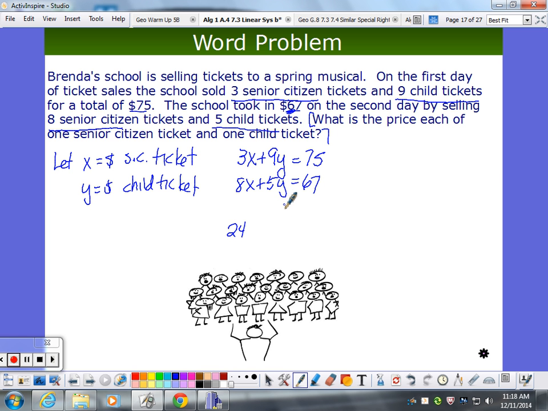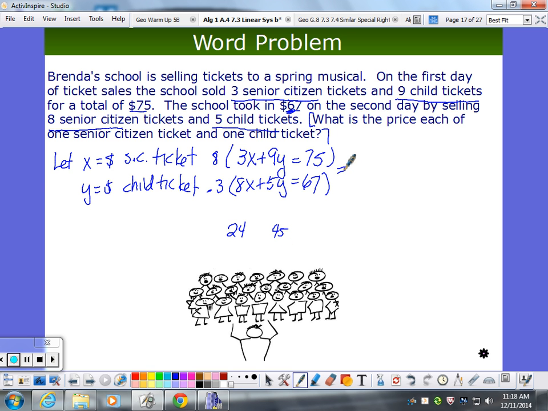What we got here? 45. So I have to multiply by 5 and by 9. One of them has to be negative. Which way do you want to go? I heard more 3s than 8s. All right, so what do I multiply this one by? Now, these are signs, right? Same sign. So one of them has to be negative. Who do you want to make negative?